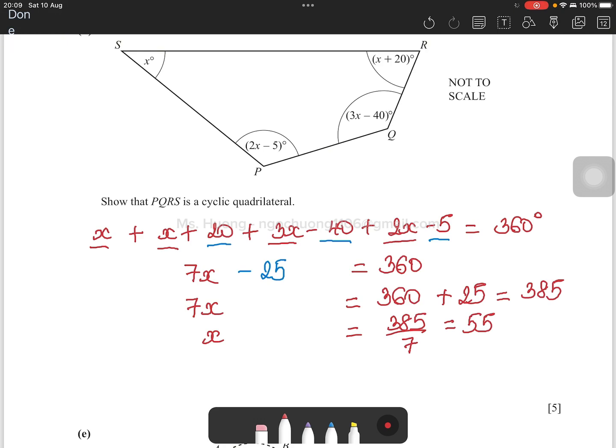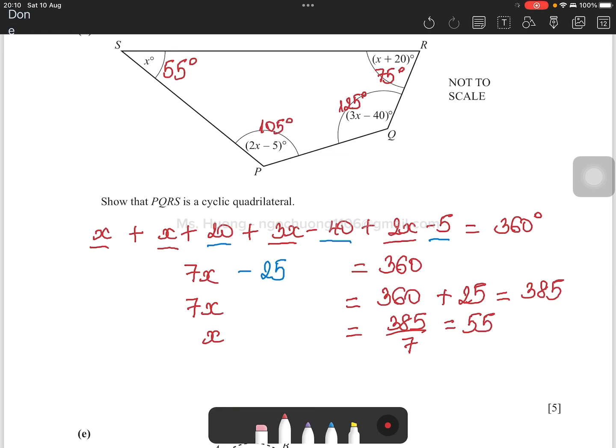And then let's check the angles. S is x, so S is 55 degrees. R is x plus 20, which is 55 plus 20 equals 75. And then Q is 3x minus 40, which is 3 times 55 minus 40 equals 125 degrees. And then P is 2x minus 5, which means 2 times 55 equals 110, and 110 minus 5 is 105 degrees.